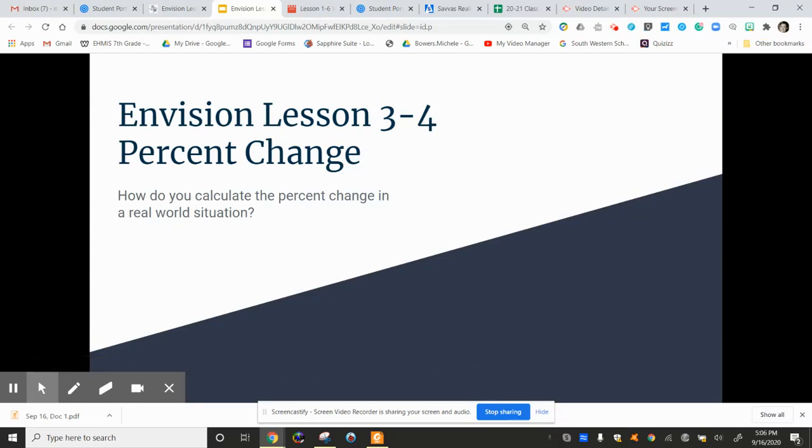We are looking in your book starting on page 158, but you don't have to necessarily open your book just yet. I just want to talk to you about the problem first. And we are doing lesson 3-4, solving percent change and percent error problems. So here we go.